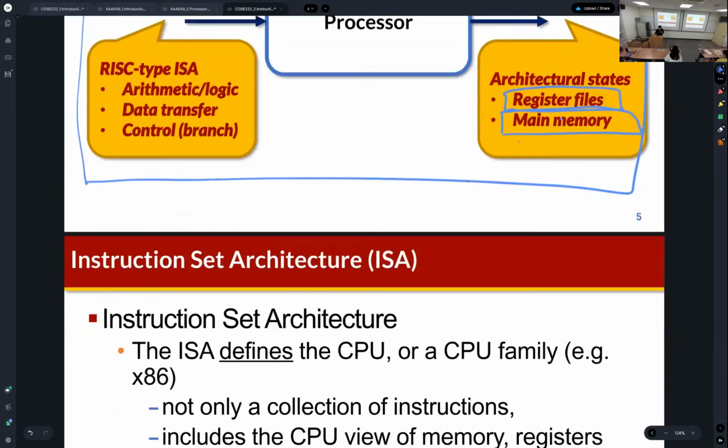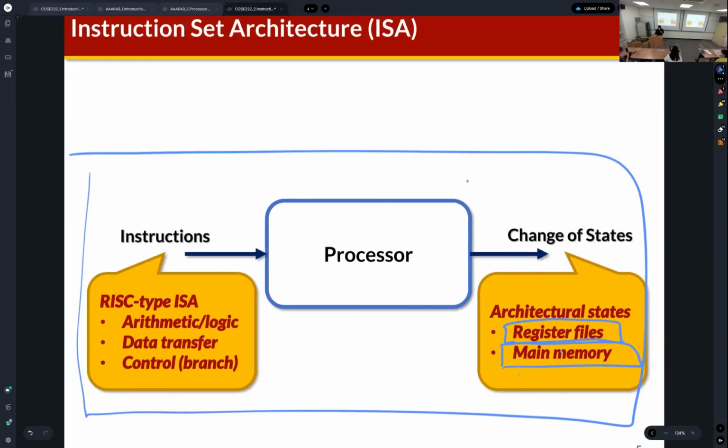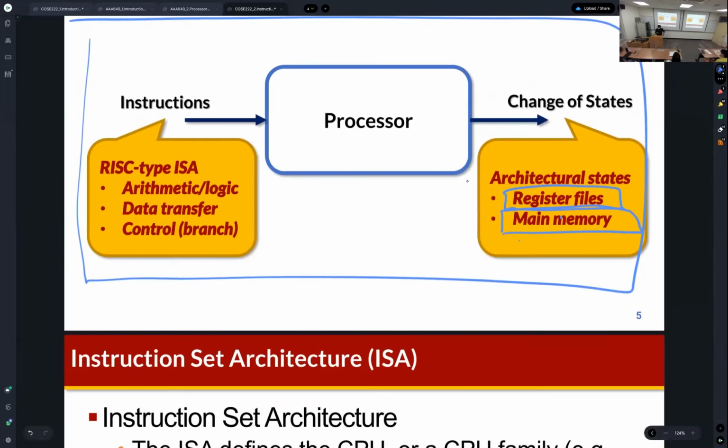I briefly explained the basic concept of instruction set and the instruction set architecture. In the next class, I will also introduce the RISC-V instruction set architecture, and some basic instructions in RISC-V. Okay. So I will stop here.